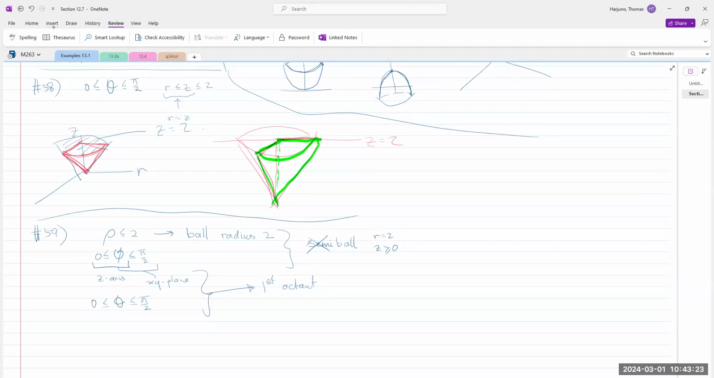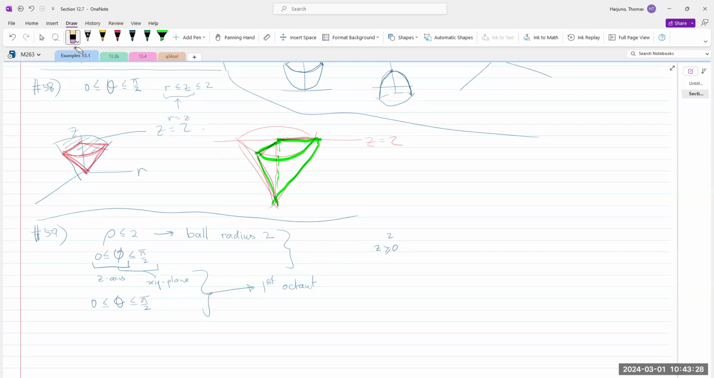I think that will look like, let me erase this. I don't like this statement here. It will look like this. So it looks like a sphere, but you cut it and get it only in the first octant. I hope this shading helps us to see that as part of a ball. It's actually 1/8 of a ball instead of just a quarter of a ball. It's 1/8 of a ball. Okay, that's for number 59.